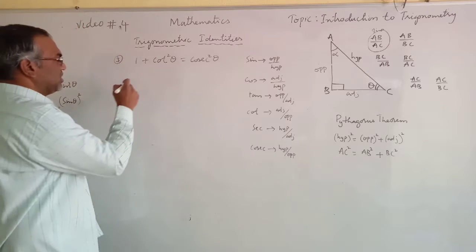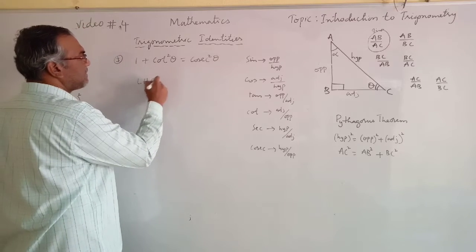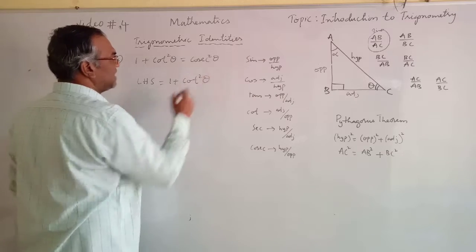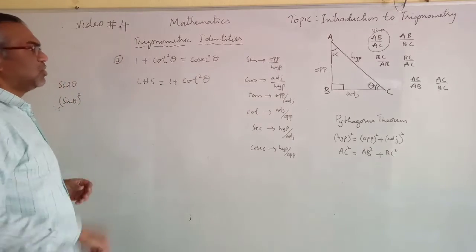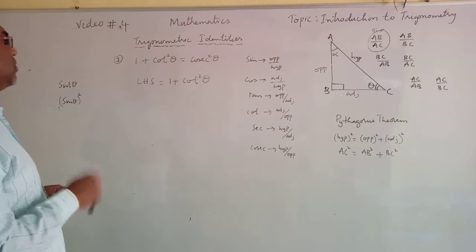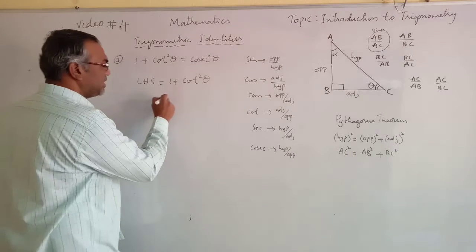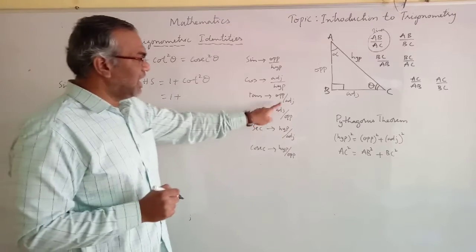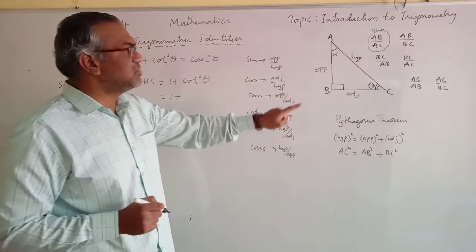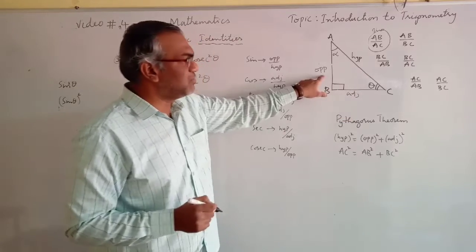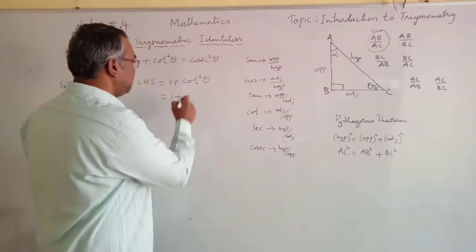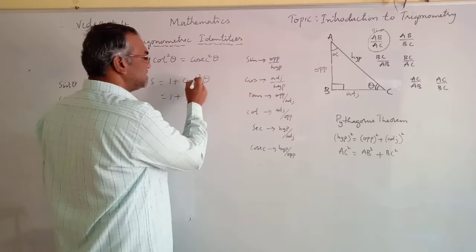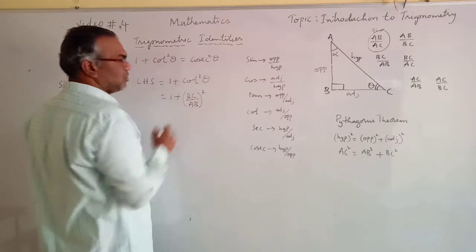Now, we'll prove this. Again, take LHS. 1 plus cot square theta is LHS, right? So we can write 1 plus, we know that cot is reciprocal of tan, adjacent divided by opposite, that will be BC divided by AB, but it has a square, so this will also have square.